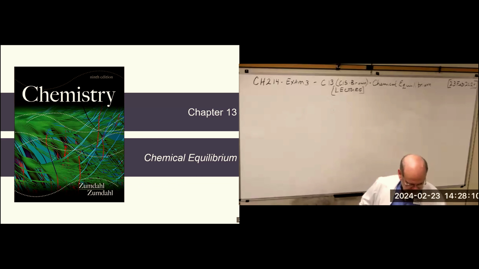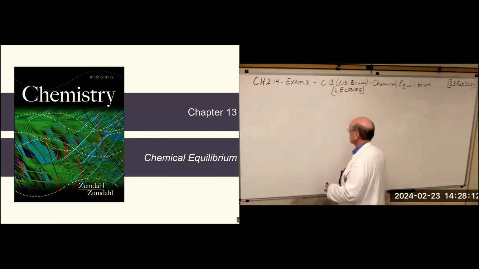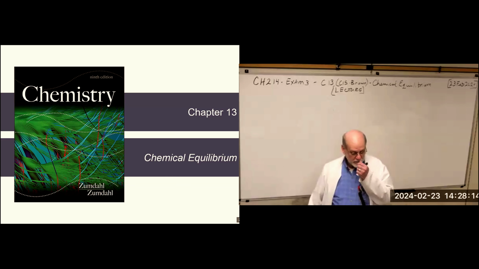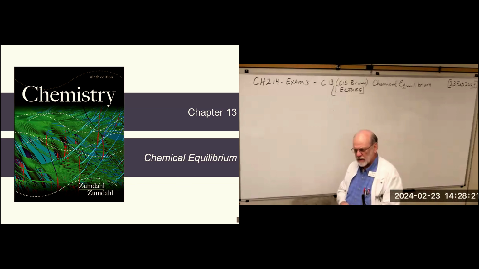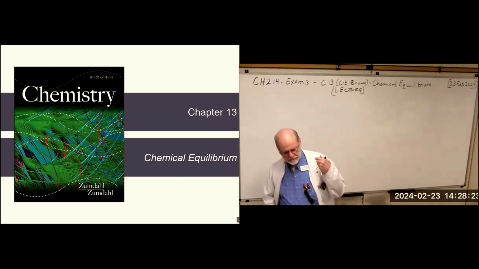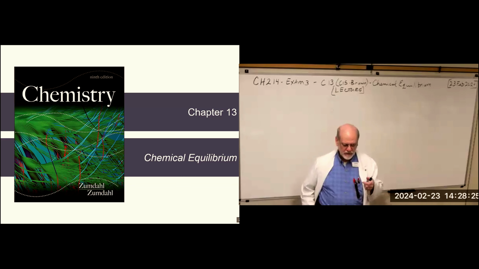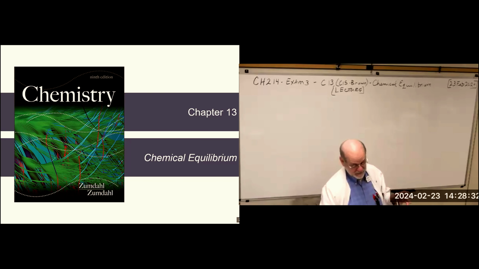So our next chapter is chemical equilibrium. We take them in order of chemical kinetics first, because equilibrium is dependent upon kinetics for its definition. All right.